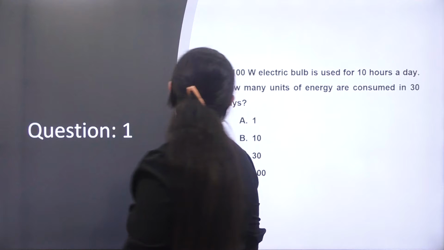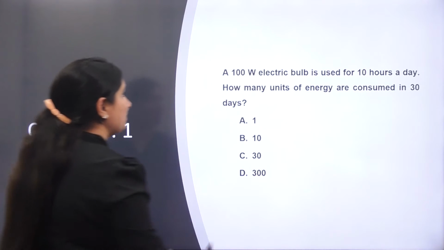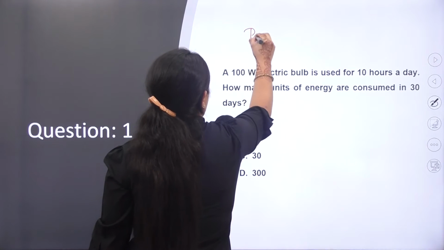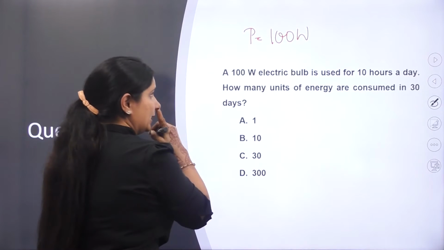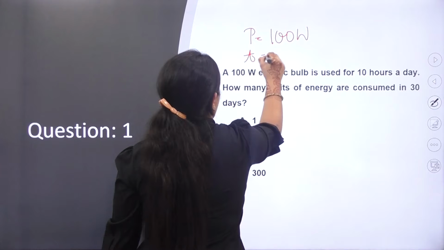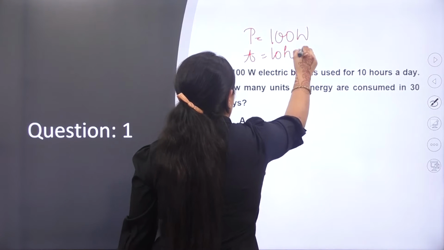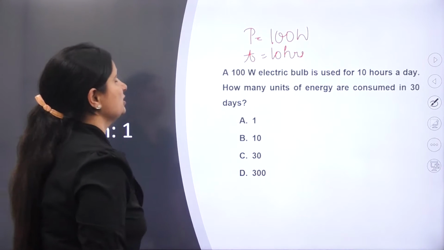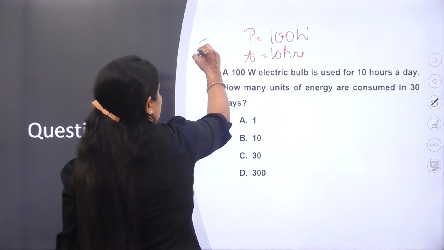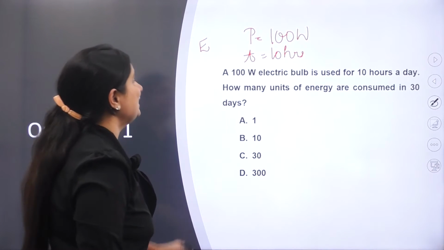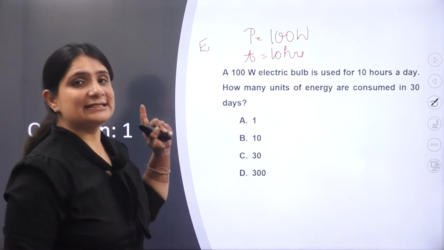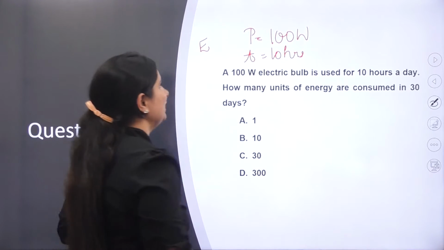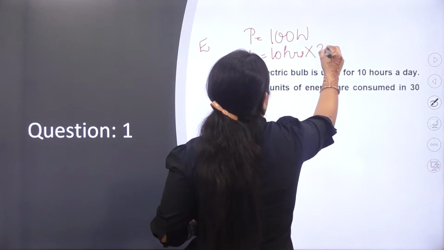So the first question that we have today is a 100-watt electric bulb. So that is the power given. A 100-watt electric bulb is used for 10 hours a day. So time is 10 hours for 1 day. How many units of energy? So we have to calculate the energy that is consumed in 30 days. So time here is 10 hours for 1 day. For 30 days it would be 10 into 30.